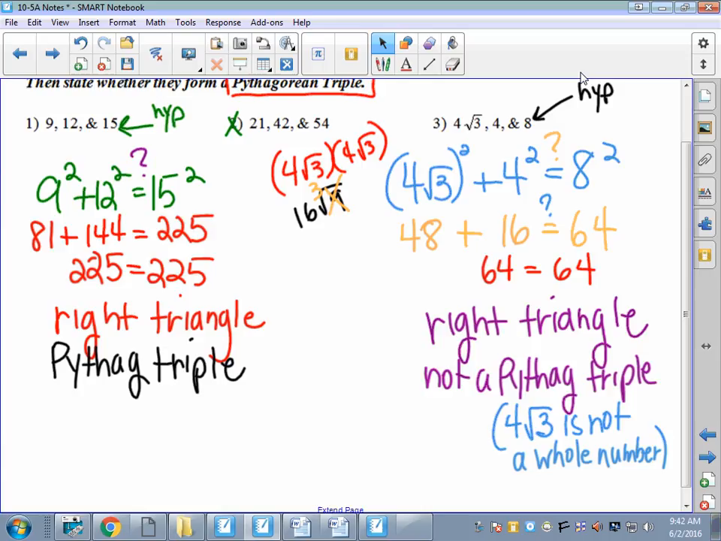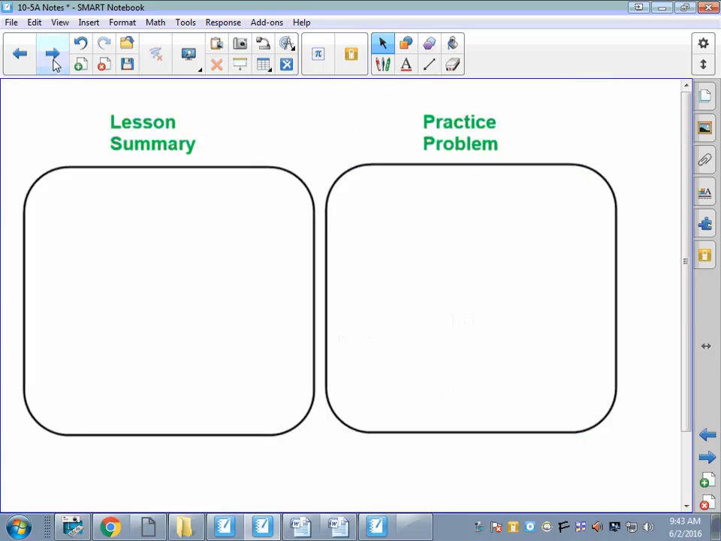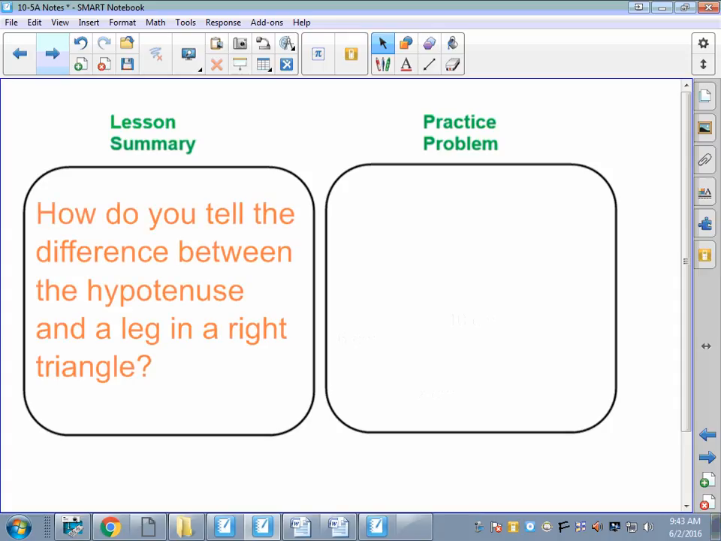I could see on a quiz where I would say, on answer line I put right triangle, yes or no, Pythagorean triple, yes or no. It's just a yes or no question. So number 3 is a right triangle, but not a Pythagorean triple. Number 1 is. If you tested out number 2 and did the math, I'd be willing to bet that that is not a right triangle, so it can't be a Pythagorean triple because Pythag doesn't work.